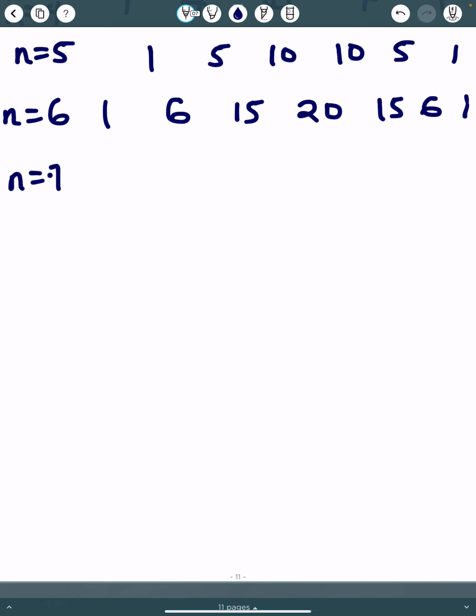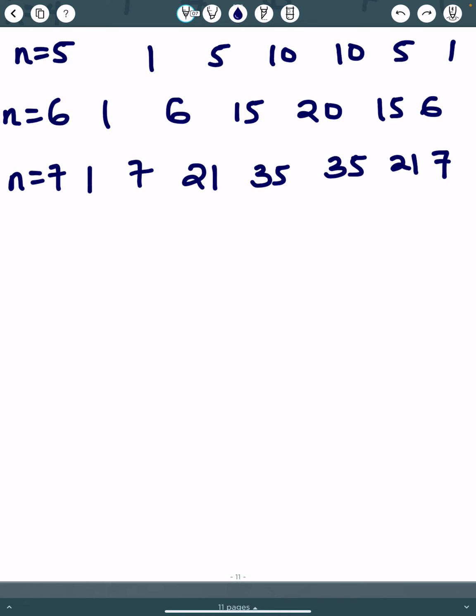When n is 7, my coefficients will be 1, 7, 21, 35, 35. I'm trying to squeeze it in because I don't have much space left. 35, 35, 21, 7, 1. I think this is how far I can take because of space. So this is the Pascal triangle. It goes upwards like that and comes this way. So that's the Pascal triangle.